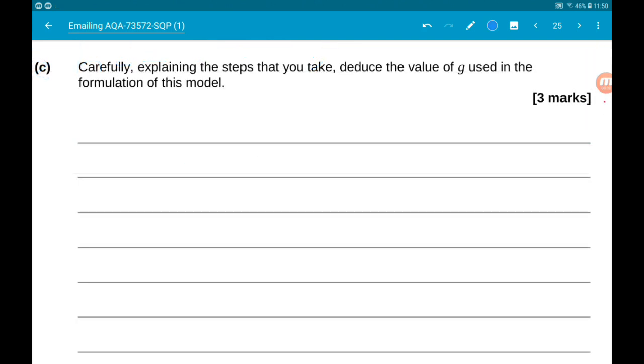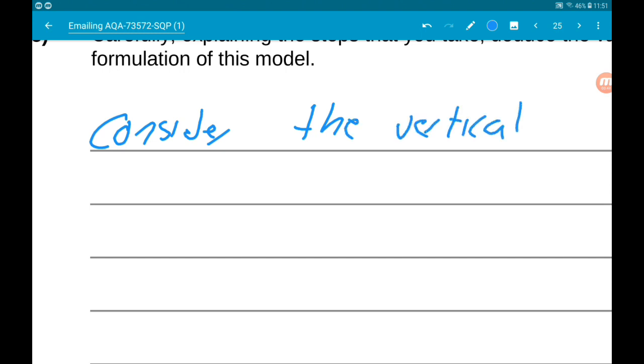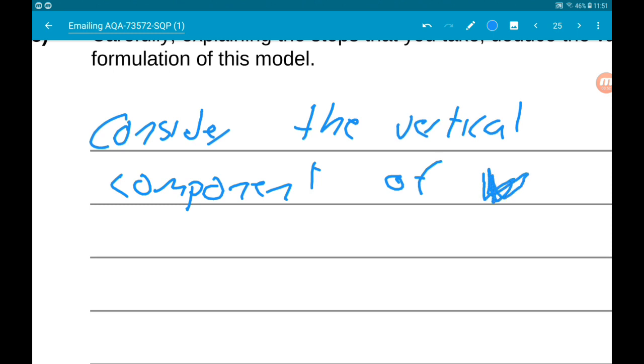Okay, then the final part says, carefully explaining all the steps you take, deduce the value of g used in the formation of this model. So, g is gravity. Gravity is trying to push us downwards. So, in the velocity vector, we know the horizontal component and the vertical component. So we're going to consider the vertical component of v. So gravity is trying to push us downwards, our vertical component is telling us about our velocity downwards.